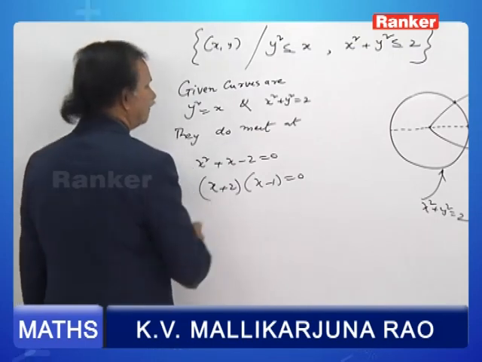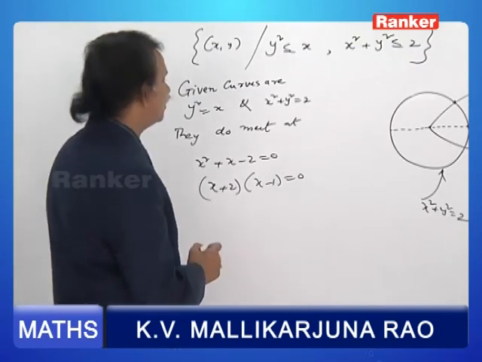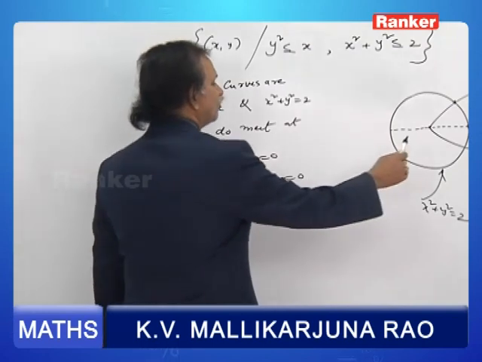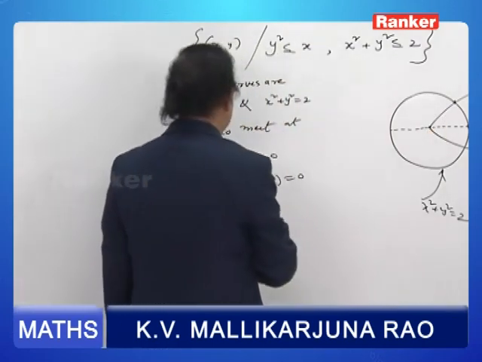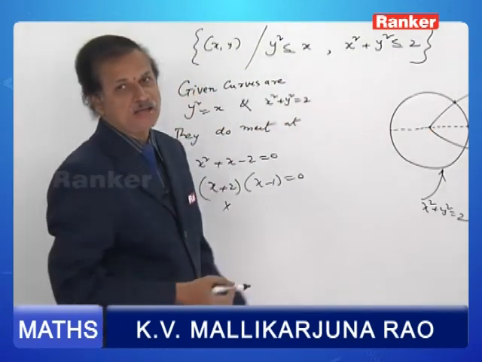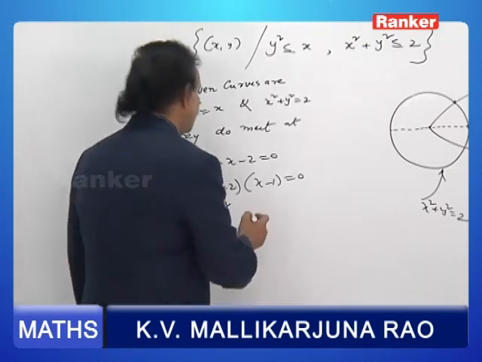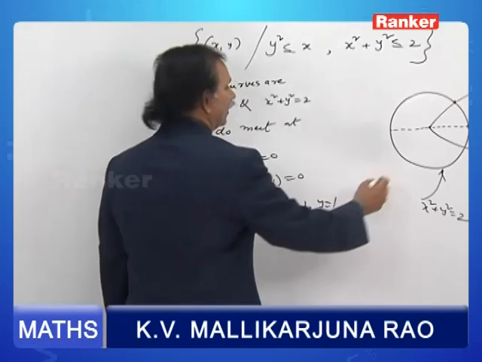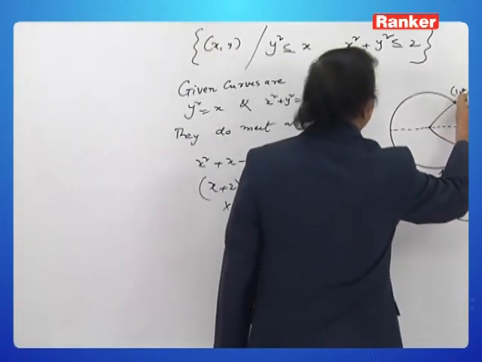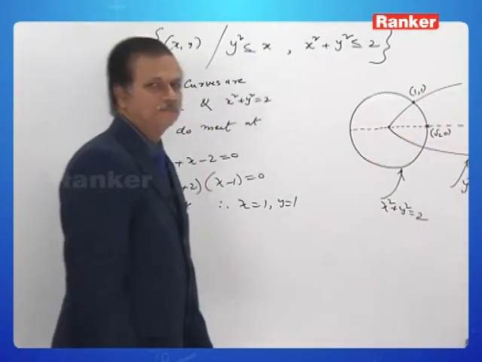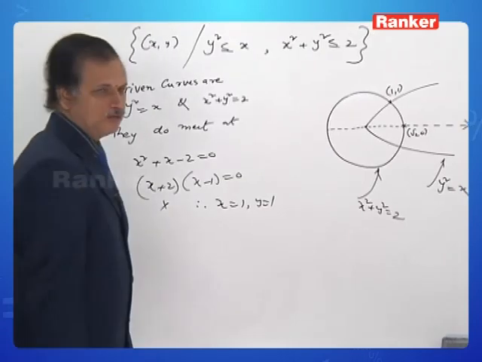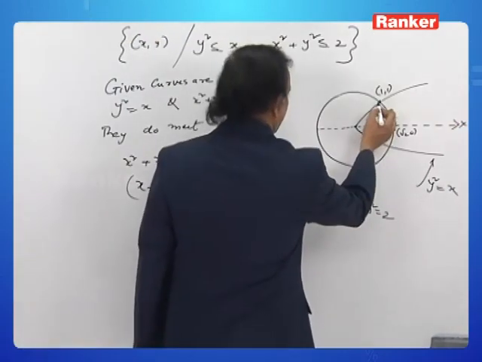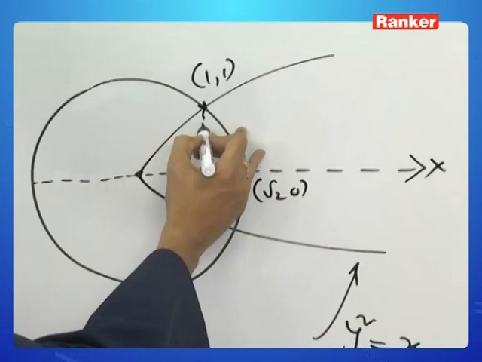So if x is equal to minus 2, what happens? The curve does not enter into the negative part, so this is not possible. So what should happen? x is equal to 1. Therefore, x is equal to 1, y is equal to 1. Automatically this point is 1, 1. Well, let us draw an ordinate here like this.